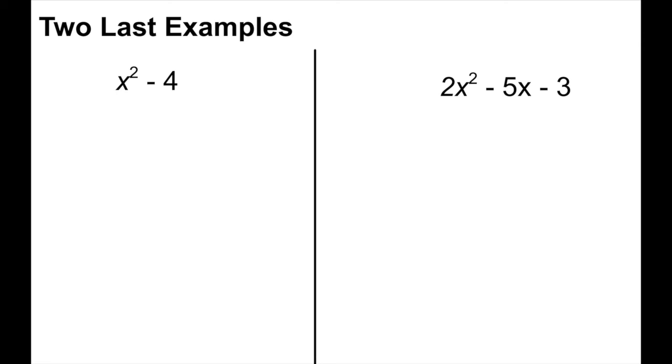So if I was going to factor this one on the left, I'd have to think about, they have to multiply to negative 4, but where's x? How many x's do I have? Right? I don't have any. So they have to multiply to negative 4, right? But add to 0.